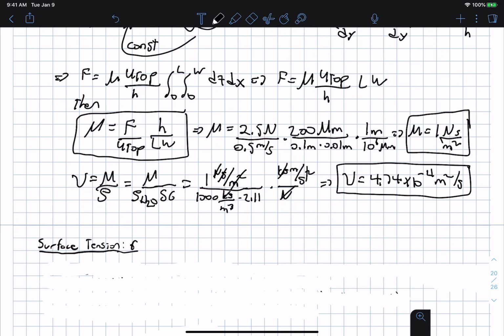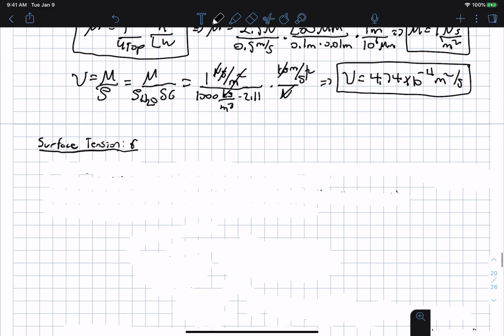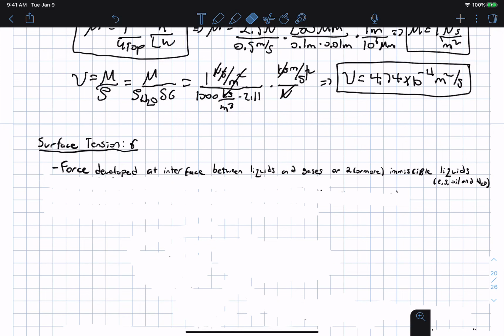And so last topic, and that will be surface tension. Surface tension is a force that is developed at the interface between solids and gases, or between two or more immiscible fluids. And that could be, for example, oil and water, or water and air.